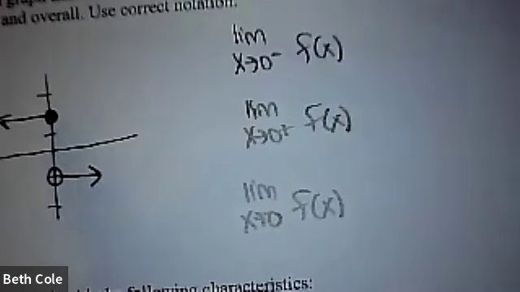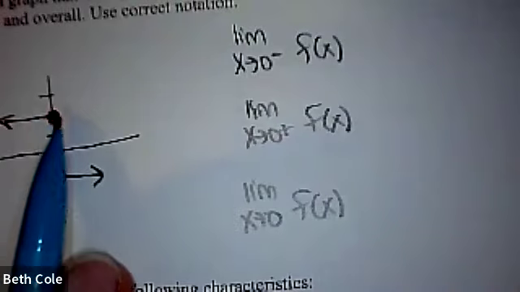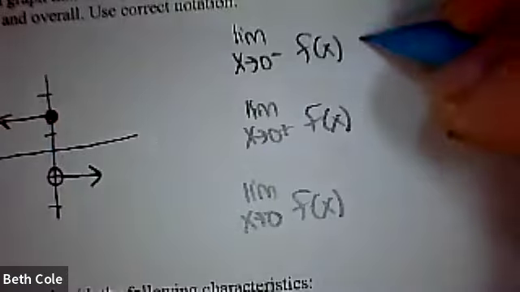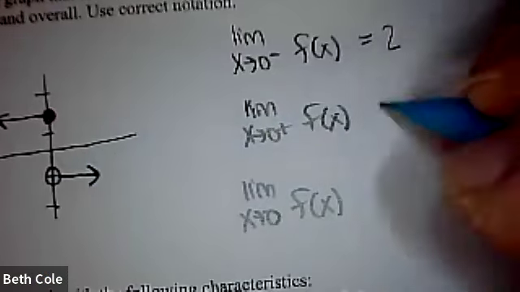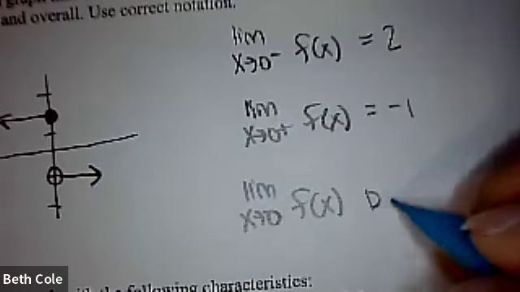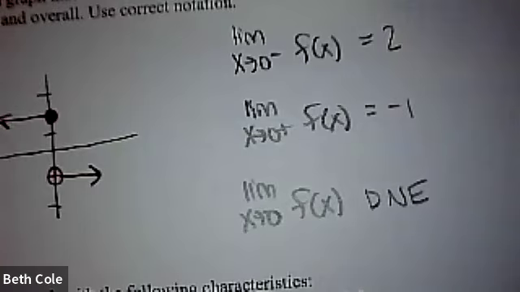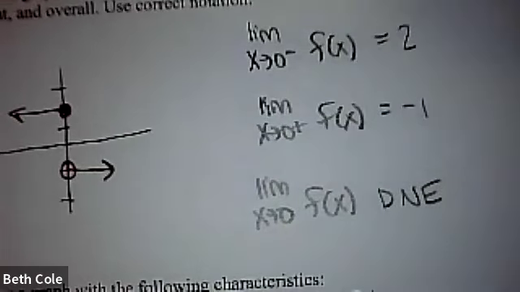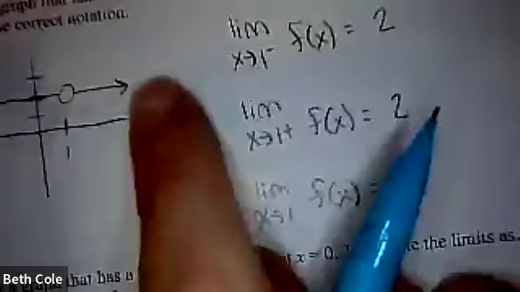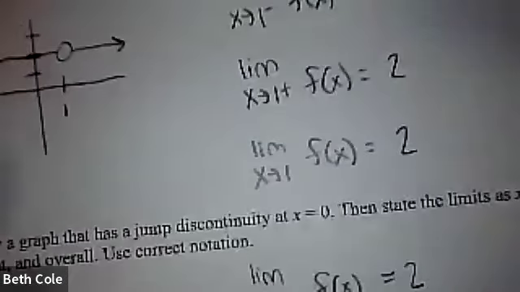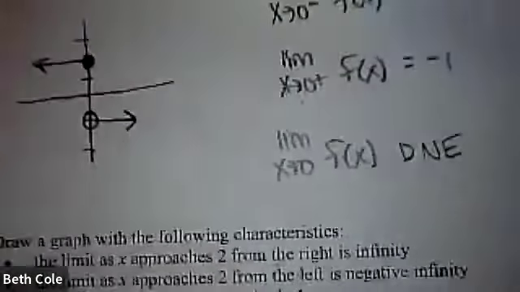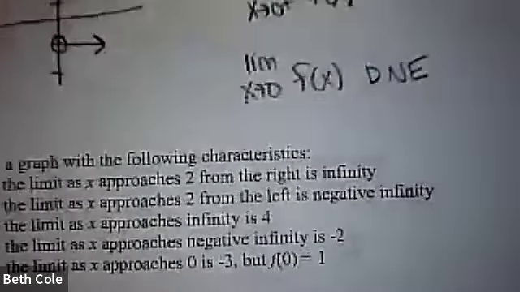So these are going to be different. From the left, I made this graph approach 2. From the right, I made it approach -1. And so the overall limit does not exist. If you were to zoom in at 0, there's no overall behavior. Not like this one where both sides come to the same place. It's a jump. It's literally broken. So does not exist for the overall one.